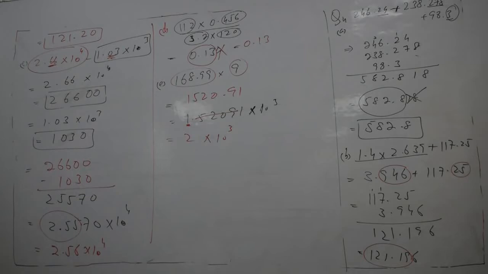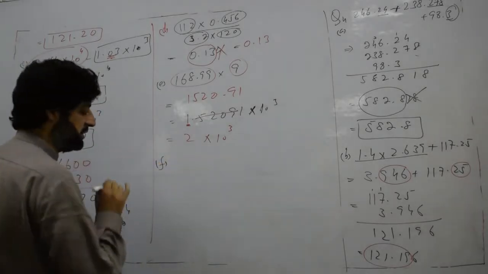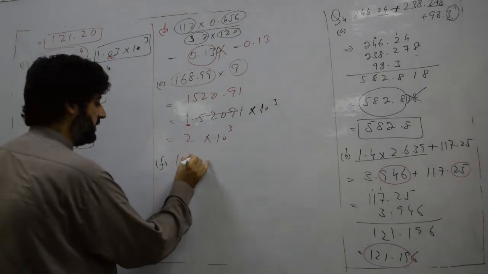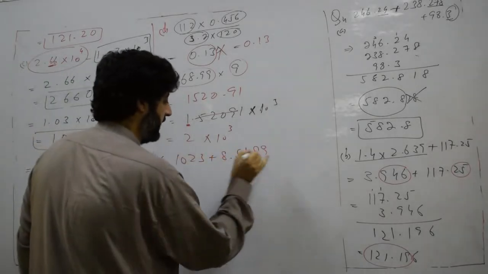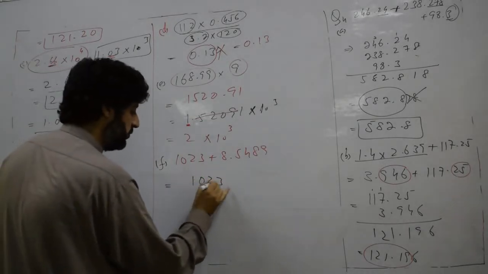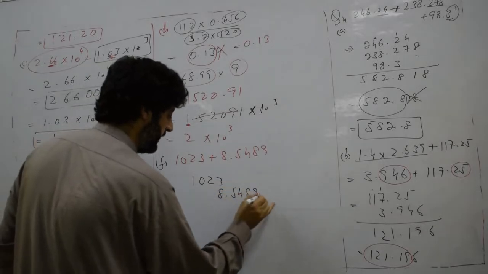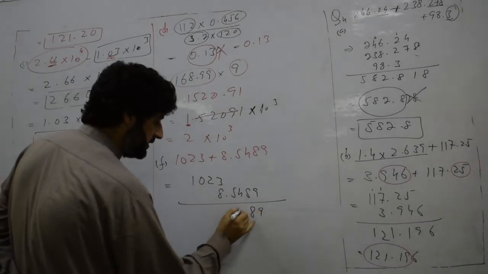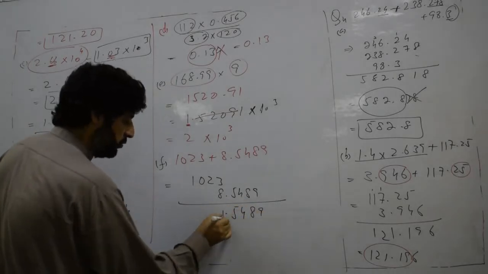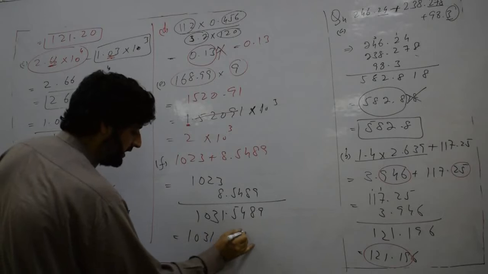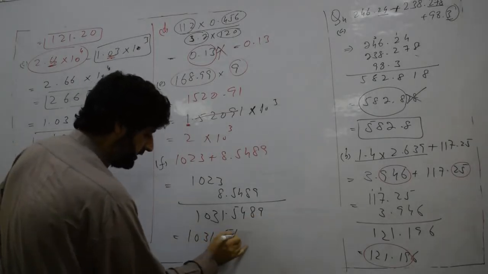Now the last option is option F. Option F says 1023 plus 8.5489. We have to add these numbers. Let's add them. 1023 plus 8.5489. What will be the answer? 1031.5489. That is the answer given by the calculator.